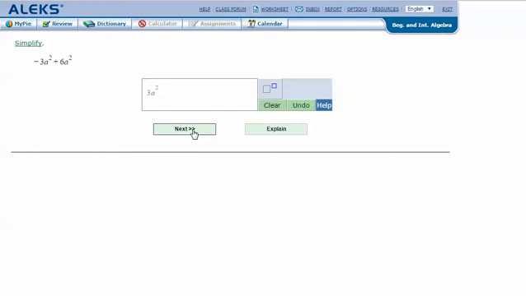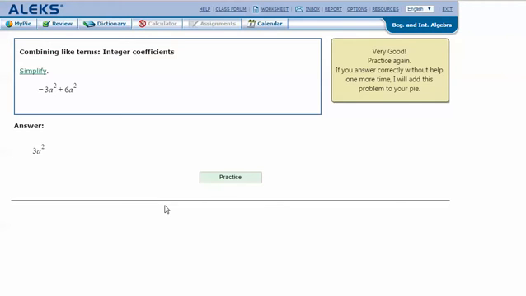And click Next. And it says that I got the correct answer.